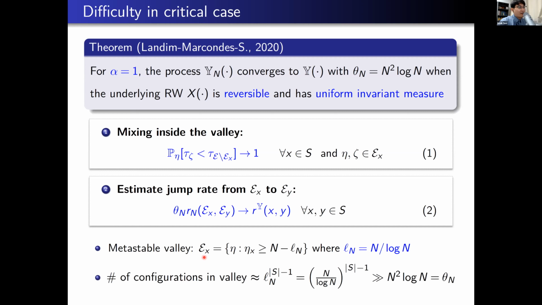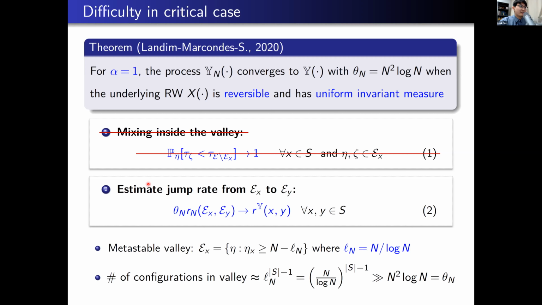Then if you count the number of configurations in this valley, its order is l_n to the s minus 1, which is much larger than theta n, the transition time for the metastable zero-range process. This means that you have many more configurations than your transition time, and each jump happens in time of order 1. You cannot have this one because you just visit a small portion of the configurations inside your valley.